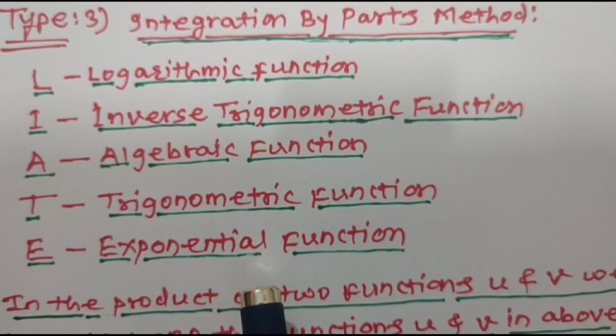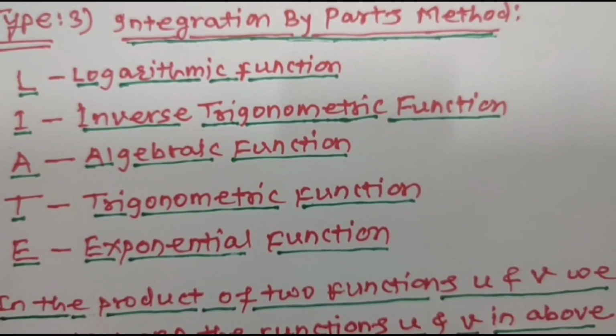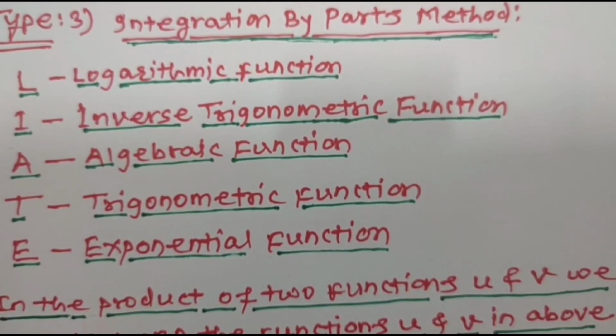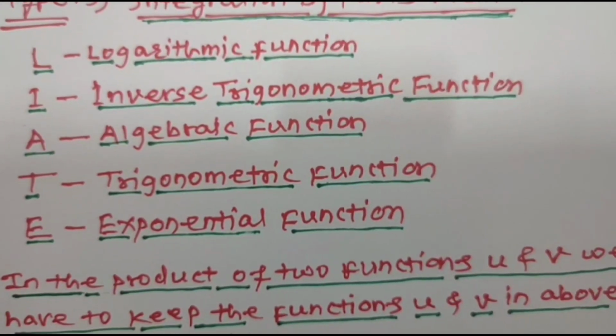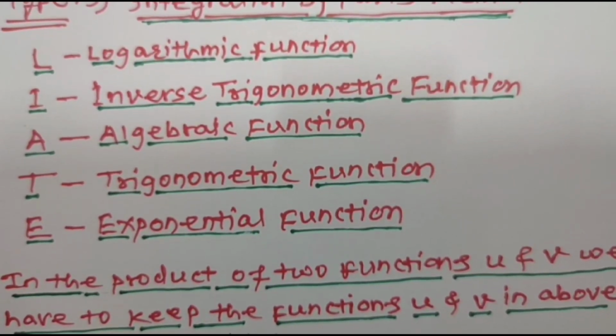So in the product of two functions u and v, we have to keep the functions u and v in the above order. What is the meaning of this? To find the integral, we have to apply the formula for integration by parts, and in that integration, the integrand will be in this order. It means the first function and second function will be in the above sequence.